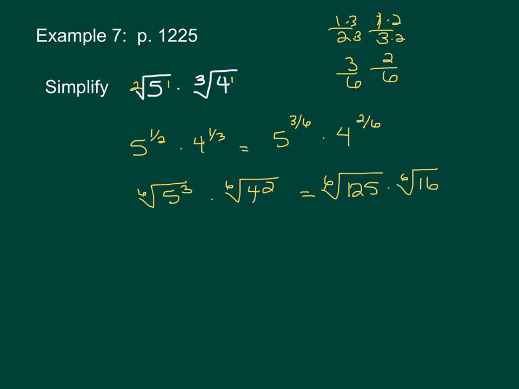So now that the indexes are the same, the 6th root of 125 times the 6th root of 16, now I can use a product rule. Okay, so 125 times 16 is 2,000. So it's going to be the 6th root of 2,000.